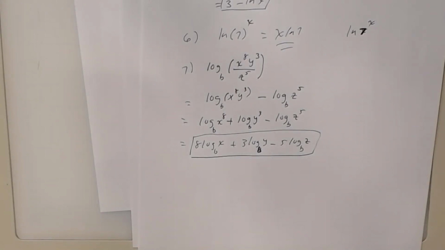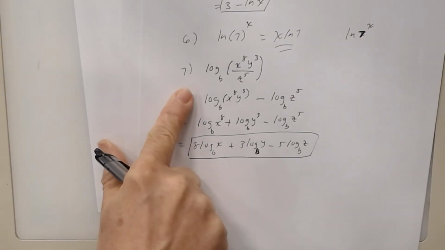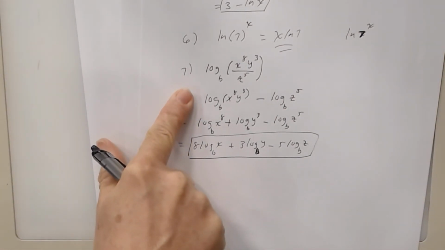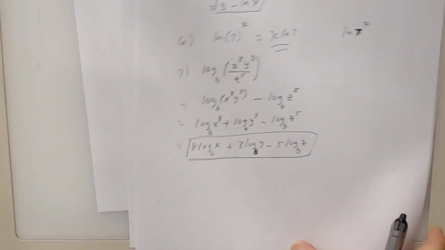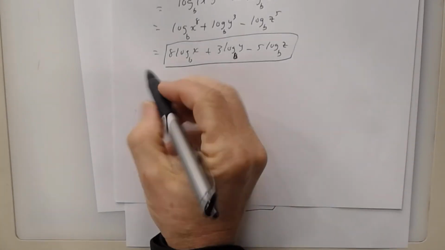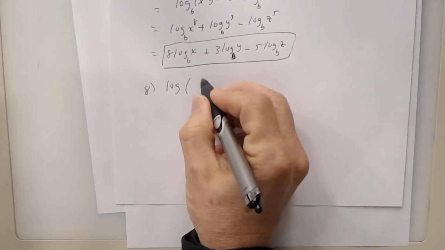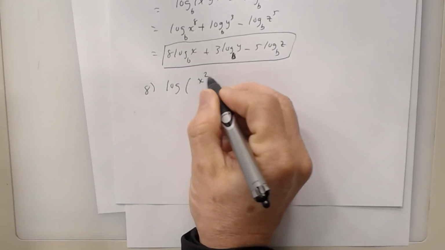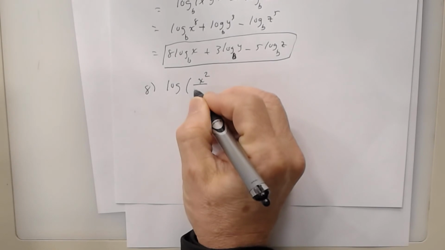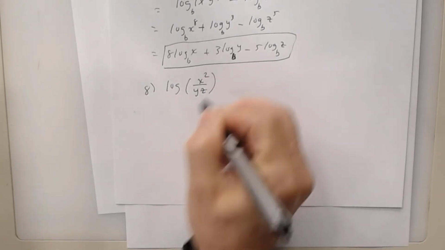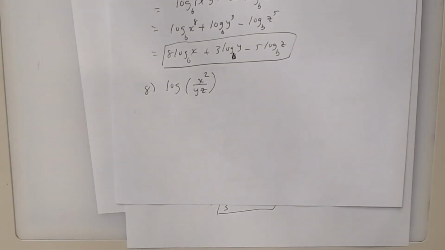I'm trying to give you some examples from these worksheets. All right, now what about this one? Let's compare number 7 with number 8. So here's number 8. Log of x squared divided by yz, and the base, let's say, is 10.